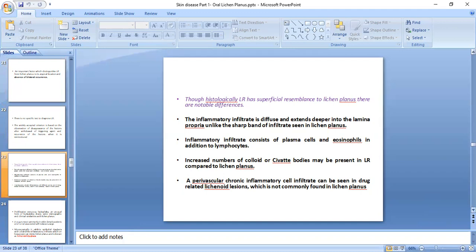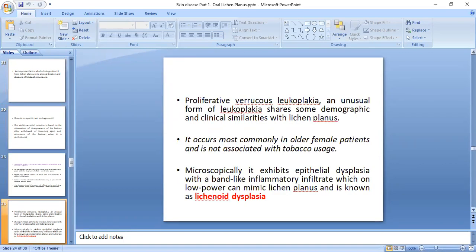The inflammatory infiltrate consists of plasma cells and eosinophils. An increased number of civatte bodies may be present in lichenoid reaction. A perivascular chronic inflammatory cell infiltrate is seen here. Proliferative verrucous leukoplakia is often seen. It is an unusual form of leukoplakia. It occurs most commonly in older female patients and is not associated with tobacco use. Microscopically, it exhibits epithelial dysplasia with a band-like inflammatory infiltrate, which on low power can mimic lichen planus, and here it is known as lichenoid dysplasia.